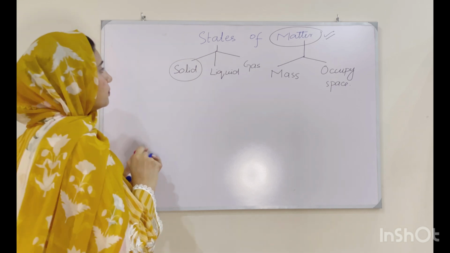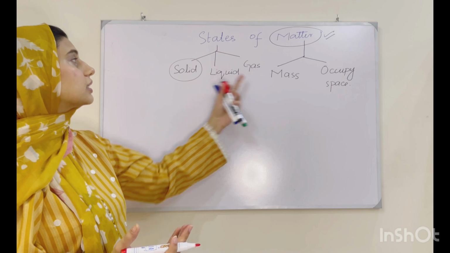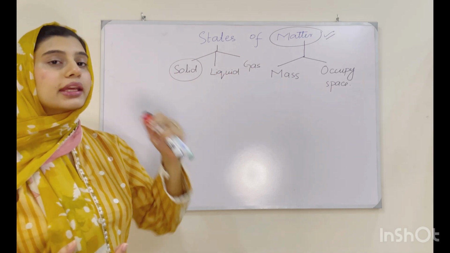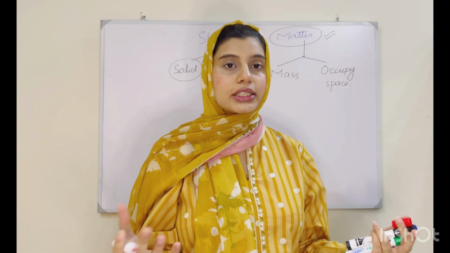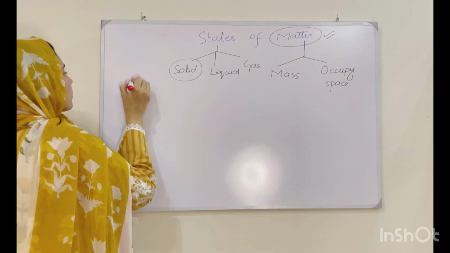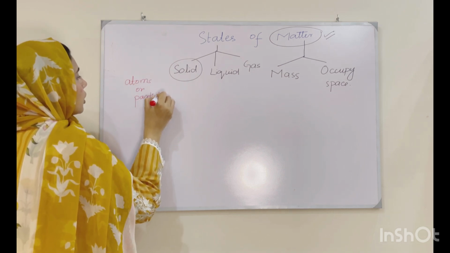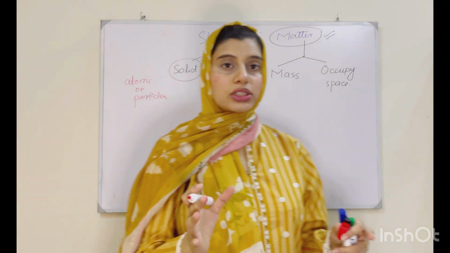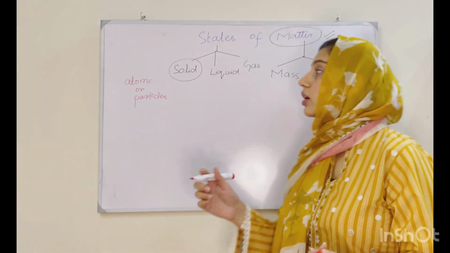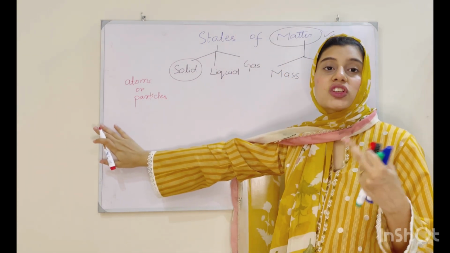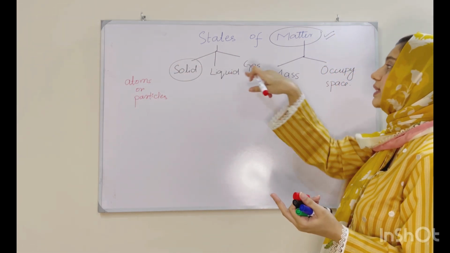Now after this, the second most important thing is to understand what is the difference between solid and liquid and gas. We all know that everything in the universe, whatever the thing is, has some atoms and some particles. If you know the basics of chemistry, then you must know that anything in this universe has atoms and particles. So first of all, the thing which I am going to tell you is the arrangement of atoms or particles in solids, liquids and gas.